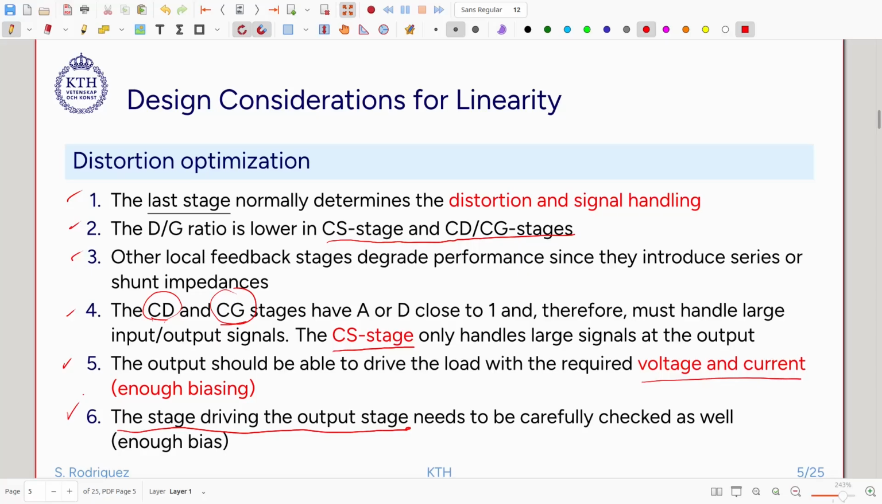This might also happen due to slew rate. So we have to be careful when we have large capacitors inside the amplifier, inside the nullor in particular, due to stabilization reasons, because we might end up with slewing problems. Okay, so that is the distortion optimization.